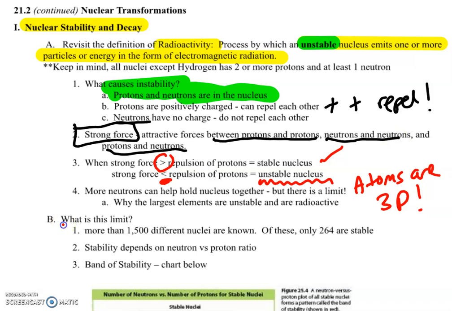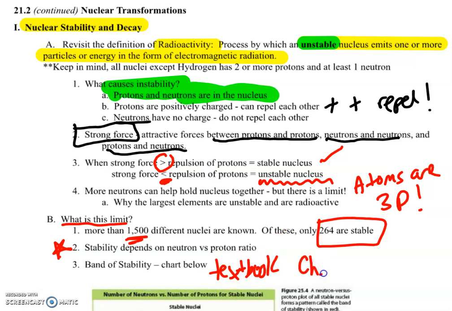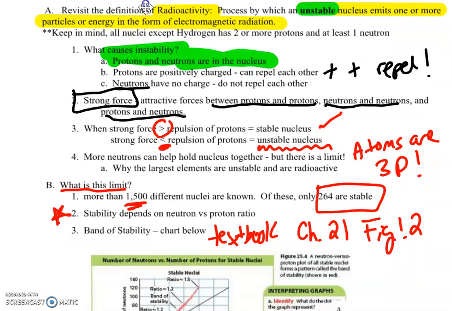So what is the limit? There are more than 1,500 different nuclei known. Only 264 are stable. So the big percentage of them are actually unstable and radioactive. That stability depends on the ratio of neutrons to protons. If you go to your textbook, your e-textbook, it's in Chapter 21, it's figure 1.2. You can find a bigger version of this chart we're going to go over next.